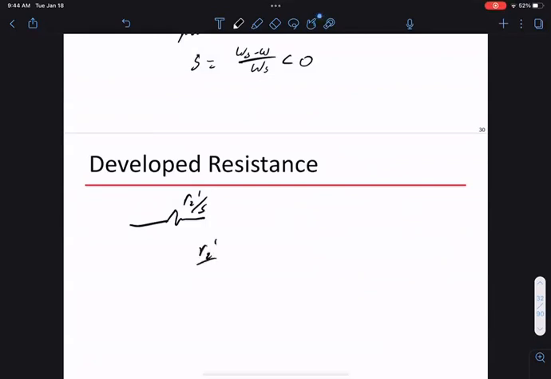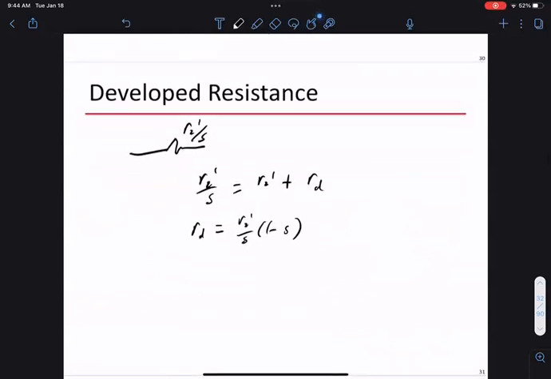So the best way to think of this resistor is that you can always write R2 prime over S as R2 prime plus something called RD. This is always possible. And RD has the following equation: R2 prime times (1 minus S) over S. So we often conceptually think of the circuit as R2 prime plus RD, and RD is called the developed resistance.